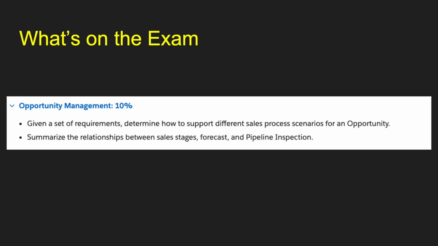Opportunity management. Given a set of requirements, determine how to support different sales processes for the opportunity. Know the relationships between sales stage, forecast, and pipeline inspection. So you have to know what all those different things do, and you have to know how to use different sales processes in order to be successful on this section of the exam.